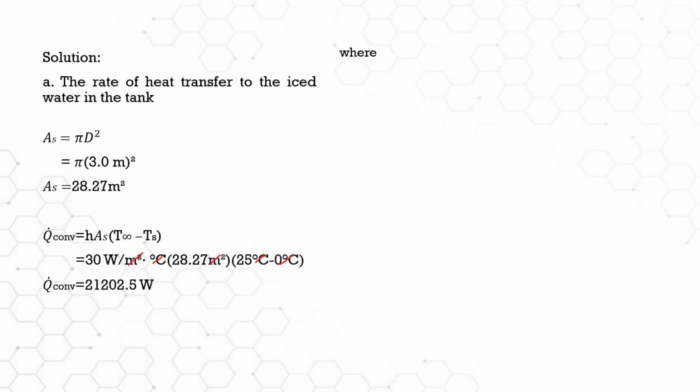In radiation heat transfer, we have the temperature of the surrounding is equal to 25 degrees Celsius plus 273 is equal to 298 Kelvin. And the surface temperature is equal to 0 degrees Celsius plus 273 is equal to 273 Kelvin. So radiation heat transfer is equal to emissivity multiplied by heat transfer surface area multiplied by the constant of proportionality, the Stefan-Boltzmann constant, multiplied by the difference between the temperature of the surroundings raised to the power of 4 and the temperature of the surface raised to the power of 4.